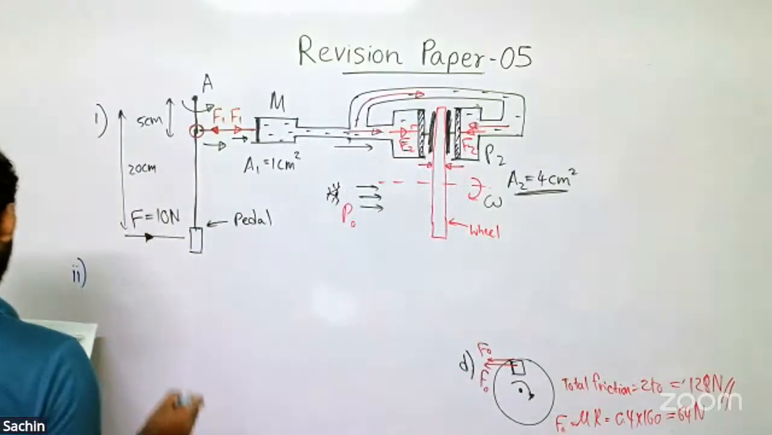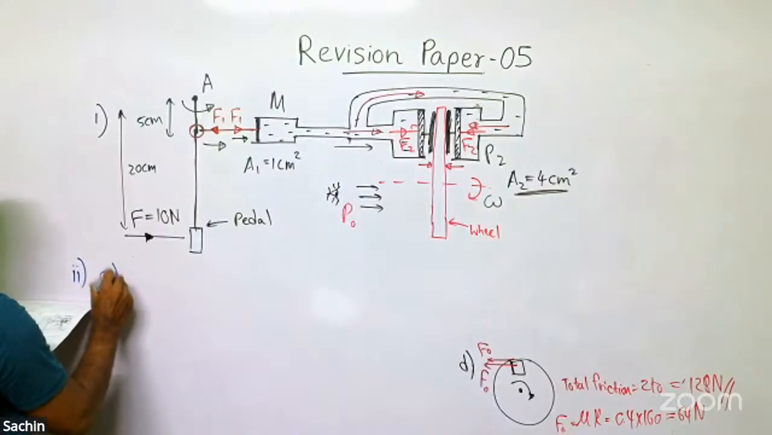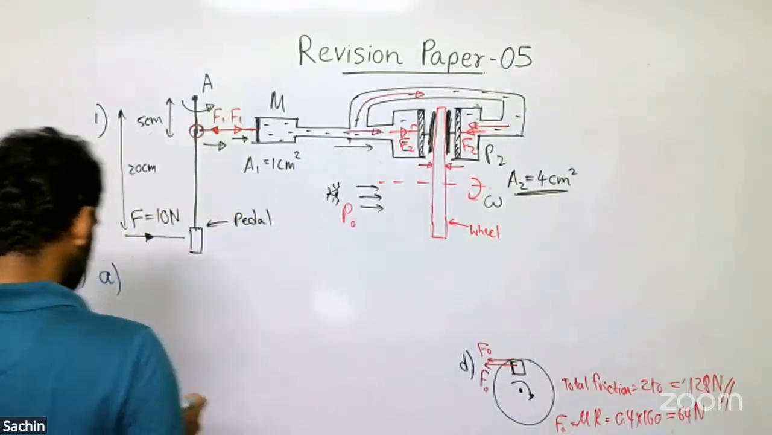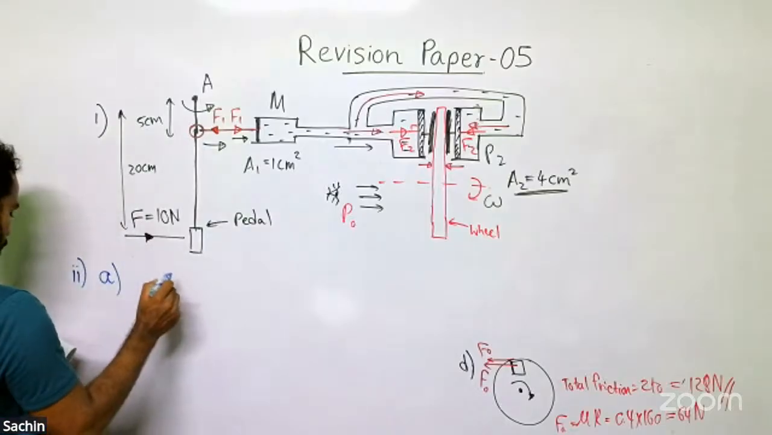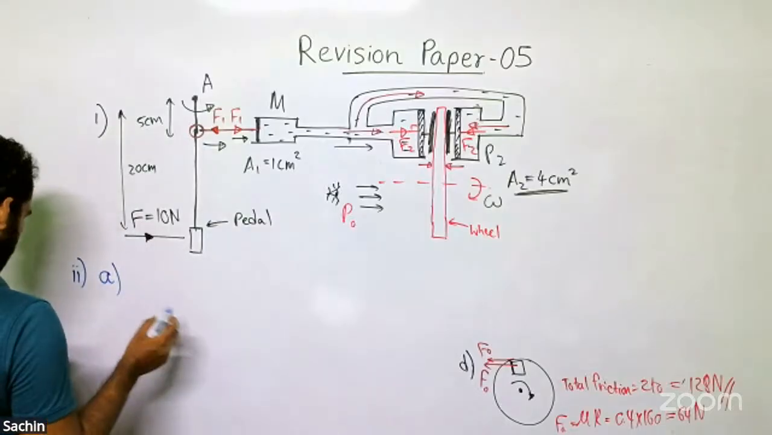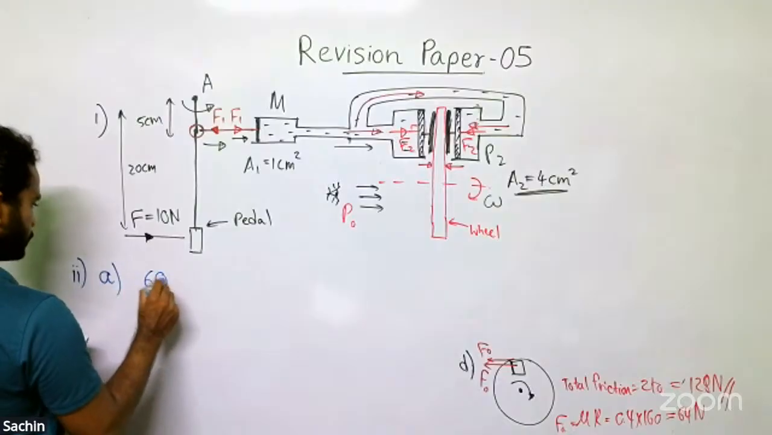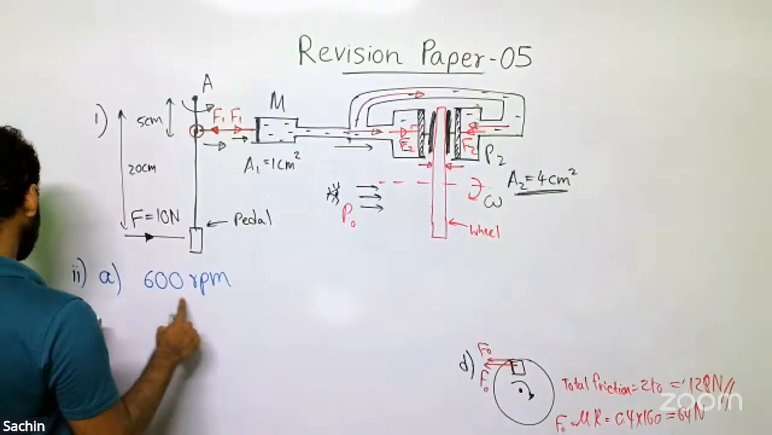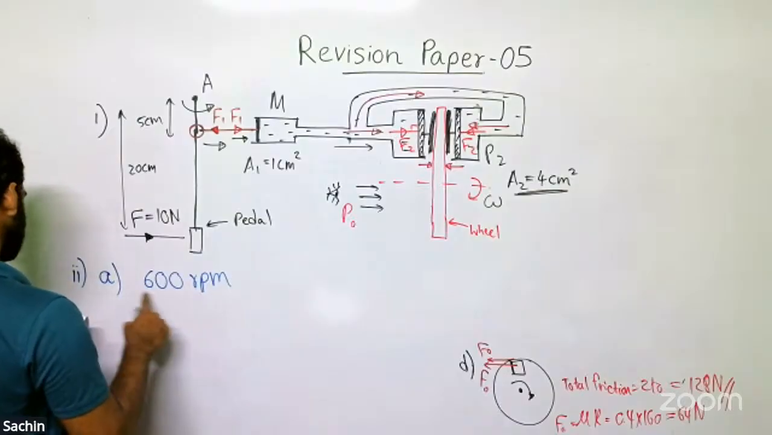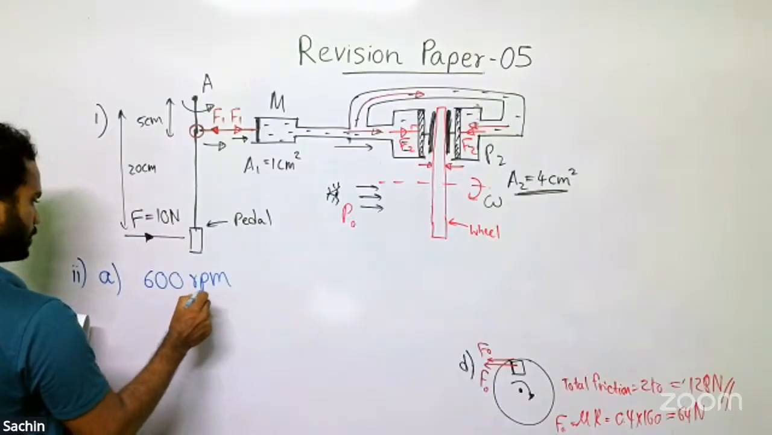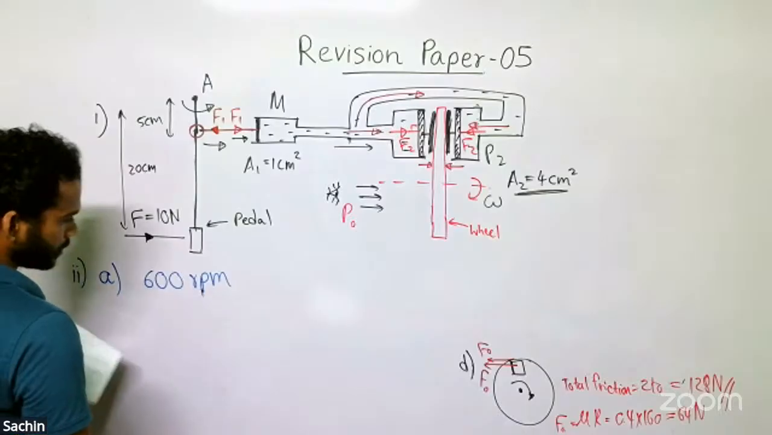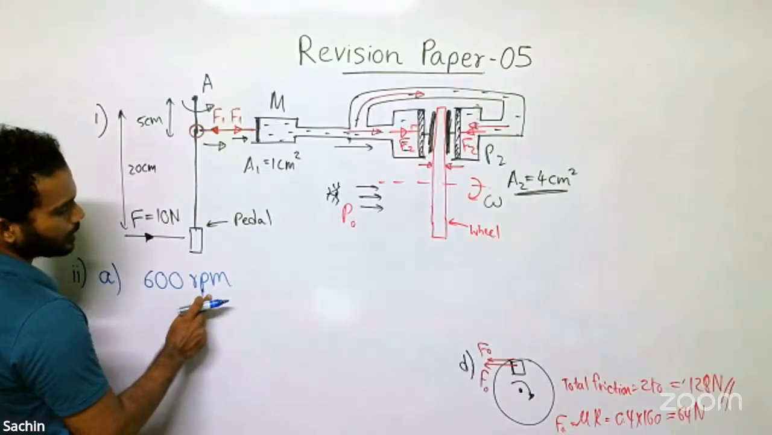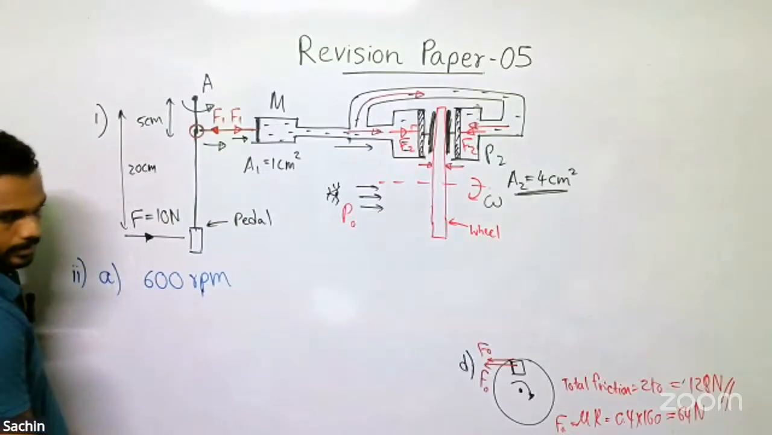So part A. Calculate the initial angular velocity of the wheel in radians per second. So that's something easy, right? They have given the data about angular velocity, the initial rotating speed, 600 revolutions per minute. So I'll write it as RPM, revolutions per minute.